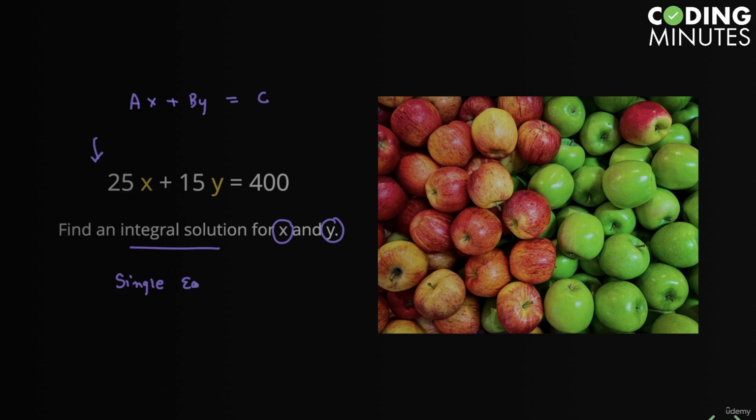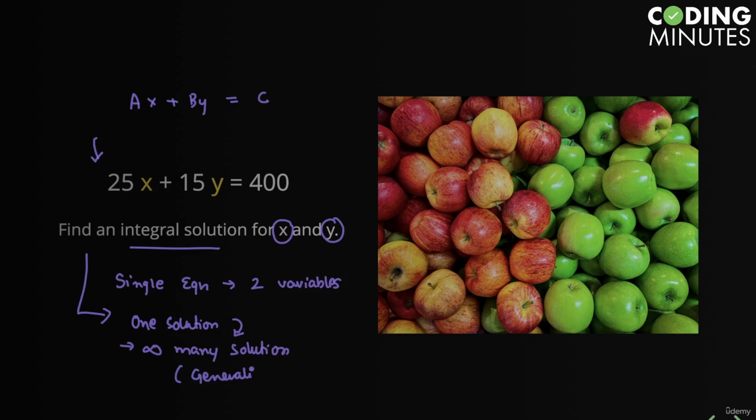It's a single equation, but we have two variables, so we need to find one solution, but later on we will prove if one solution exists for this equation. In that case there can be infinitely many solutions possible for this equation. So if there is one solution, then there would be infinitely many solutions. We will also look at a generalized solution later on for this particular equation.